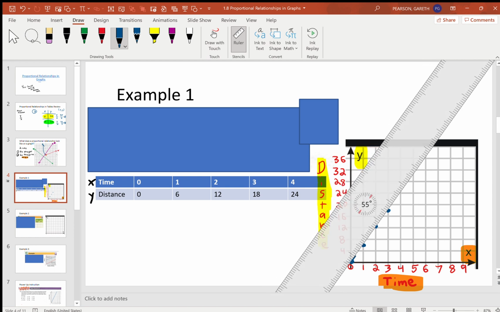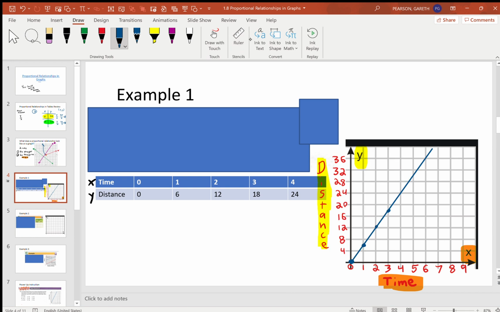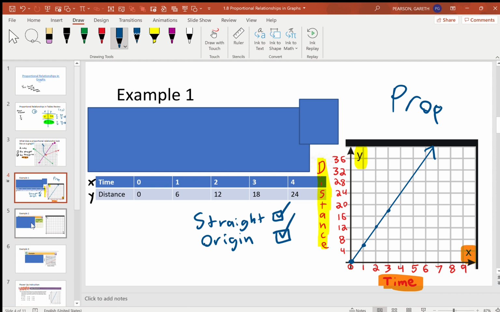if I go ahead and draw this line, I want to know, is it proportional? Well, it is straight, so that's the first thing. It's a straight line, that's good. And then, does it go through the origin? Yes, it does. So this line is proportional. Ta-da! Let's move on to another example.